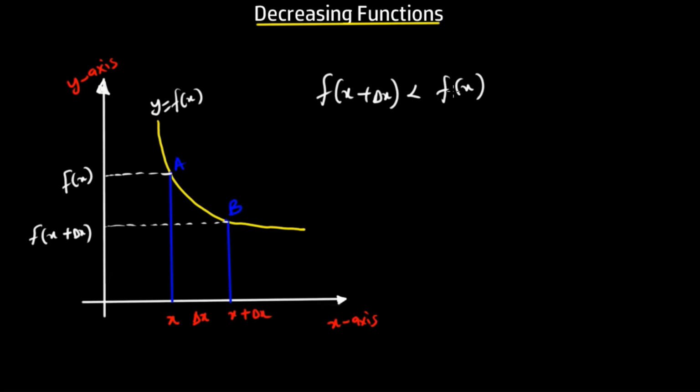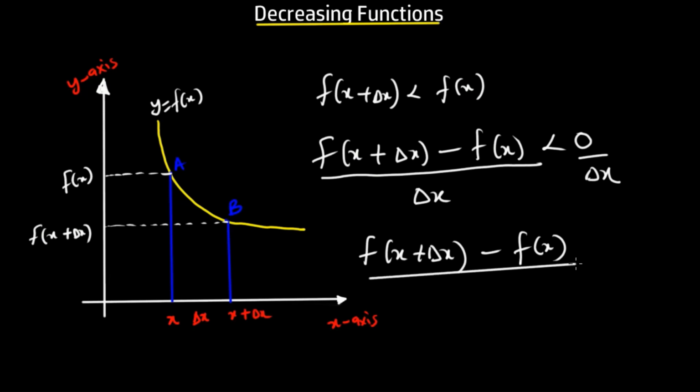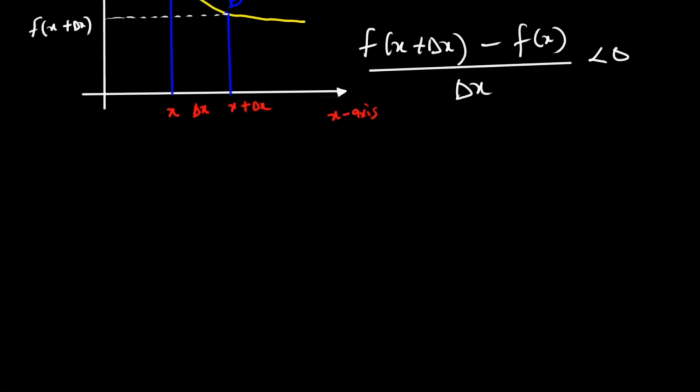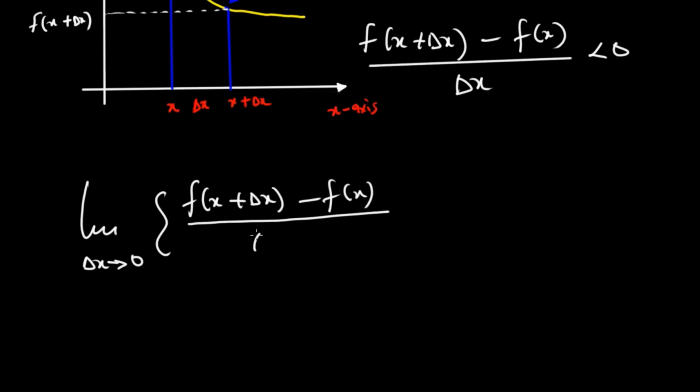And from here, if I bring f of x to the left hand side, I'm going to have f of x plus dx minus f of x is less than 0. And again, if I divide the two sides by changing x, I'm going to have f of x plus dx minus f of x, divided by dx, is less than 0. So from the first example, we're able to see that from first principle, the limit as dx tends to 0 of f of x plus dx minus f of x, everything divided by dx, is defined as dy over dx.